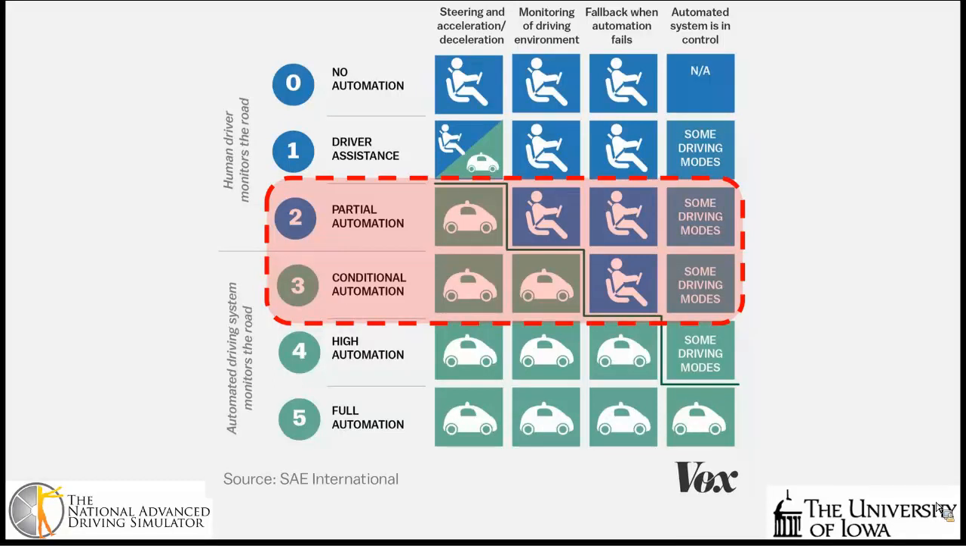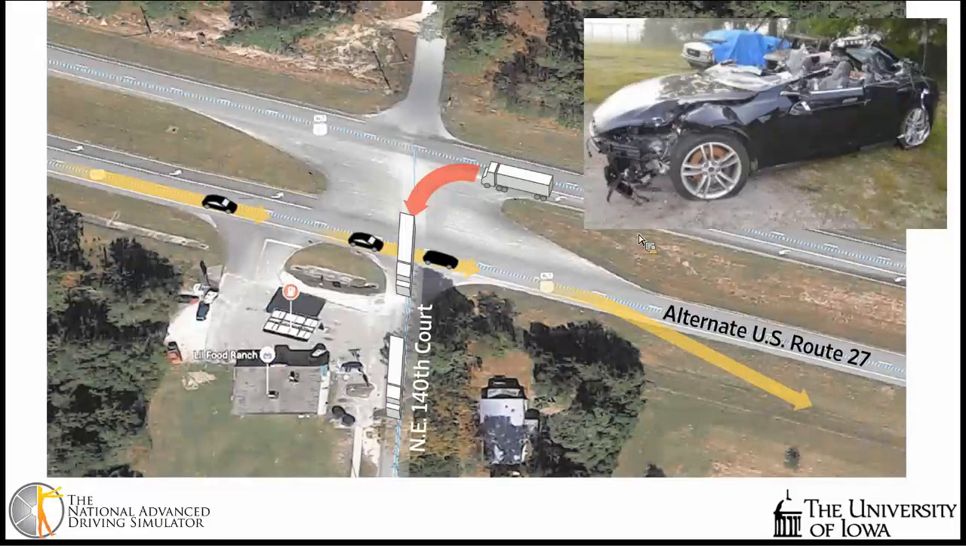So the real challenge as we transition to partial or conditional automation is that the driver can be pretty far removed from the control loop, but is still expected, as you can see here in the third column, to be the fallback in a situation where automation were to fail.